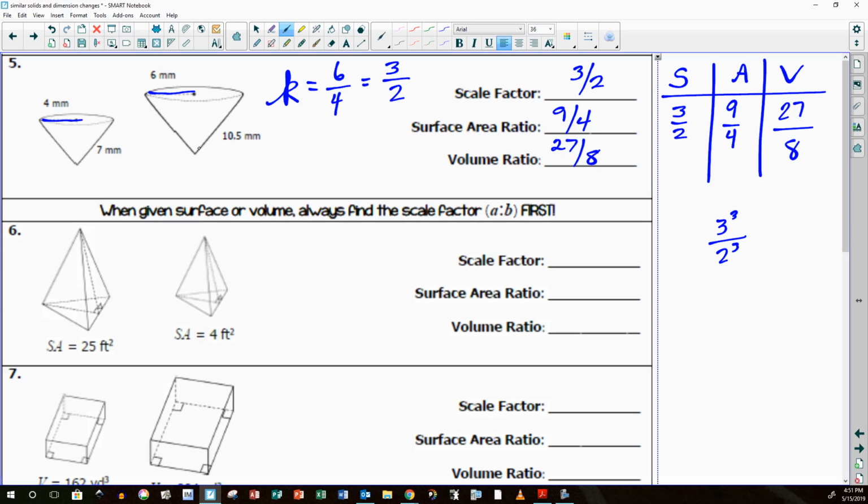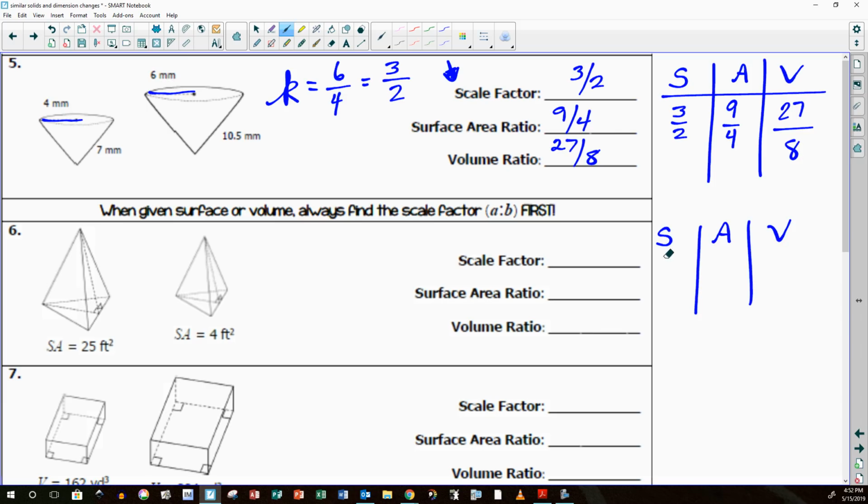Now, let me back up for a minute. On number 4 and number 5, I gave you a linear dimension. So this is where we started. Now I'm going to give you the surface area or the volume. So now you'll be starting in a different column. So let me show you. So again, I always just do SAV for each one. It just doesn't take but a second to write those.